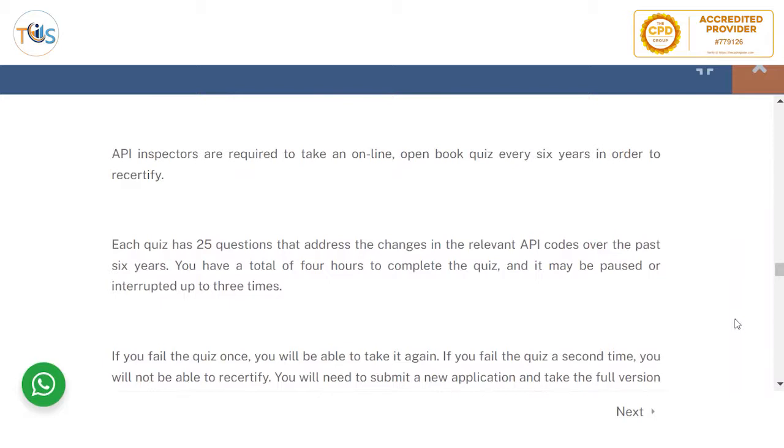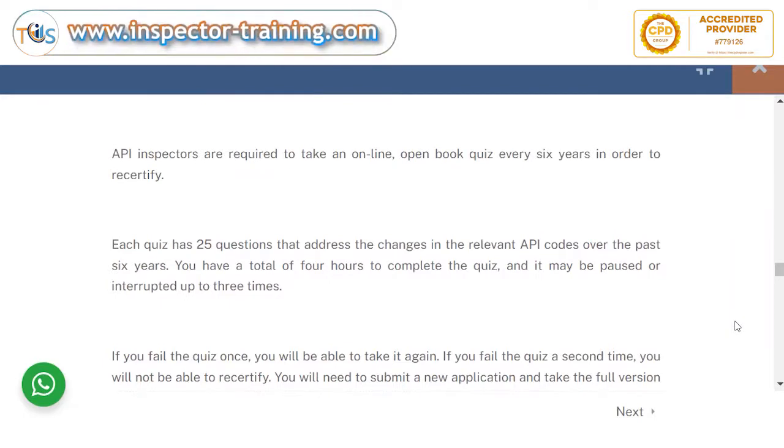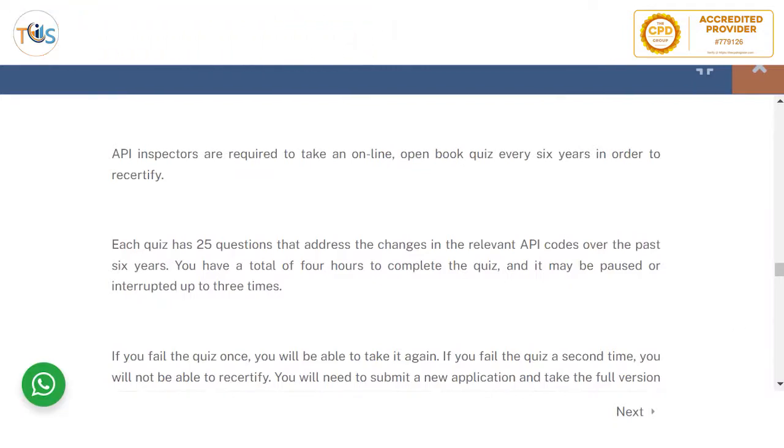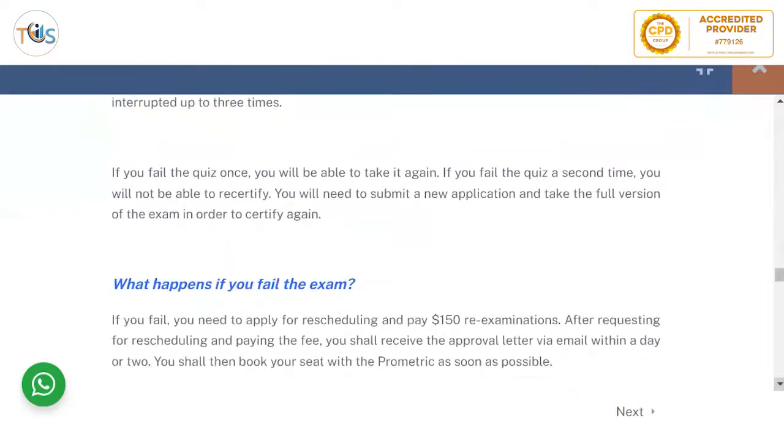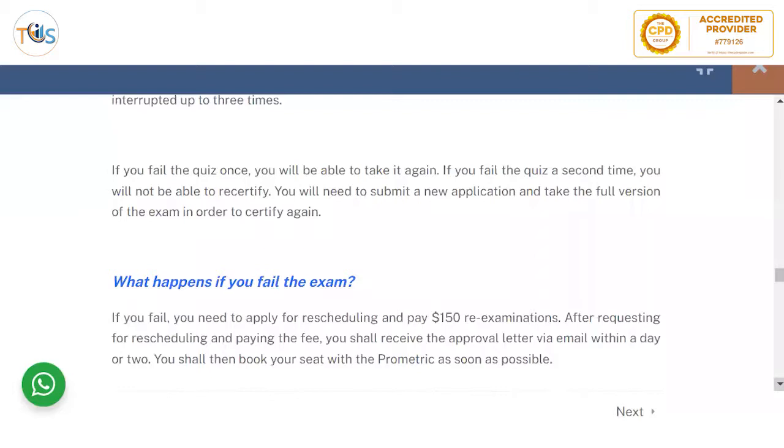API inspectors are required to take an online open book quiz every 6 years in order to recertify. Each quiz has 25 questions that address the changes in relevant API codes over the past 6 years. You have a total of 4 hours to complete the quiz, and it may be paused or interrupted up to three times. If you fail the quiz, you will be able to take it again. If you fail the quiz the second time, you'll not be able to recertify. You need to submit a new application.